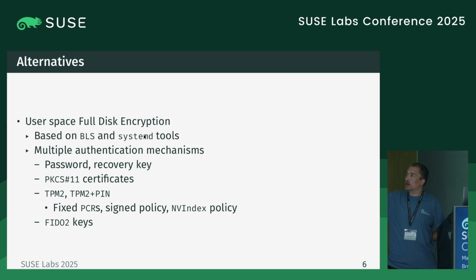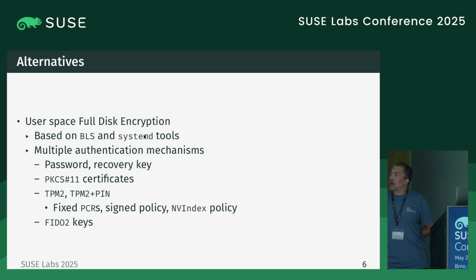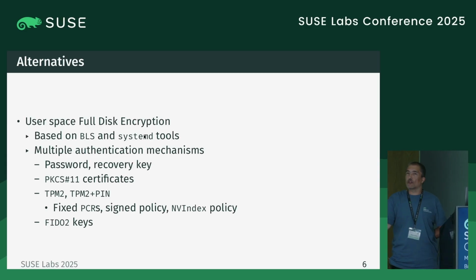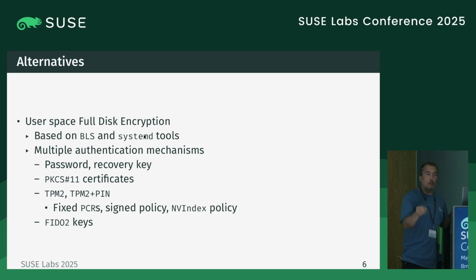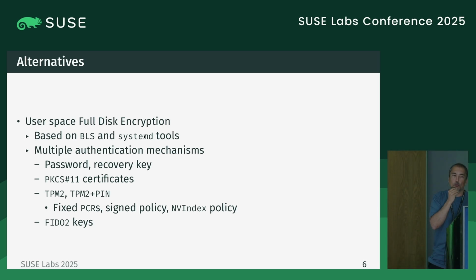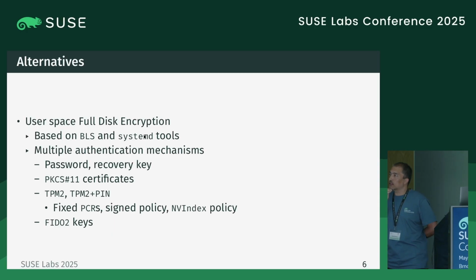So we are talking about password recovery key, but also certificates, PKCS 11 certificates, a more complicated, more cumbersome, more enriched TPM2 support, where we can have TPM plus a PIN, a secret that the user knows. We can have different kinds of policies implemented there based on traditional fixed PCR values, but also we have support since very old times for signed policies, or the new model based on NV index policy, where the TPM is storing the policy together with the secret, together with certain metadata information, like some other PIN that can be used to modify the NV index policy inside the TPM.